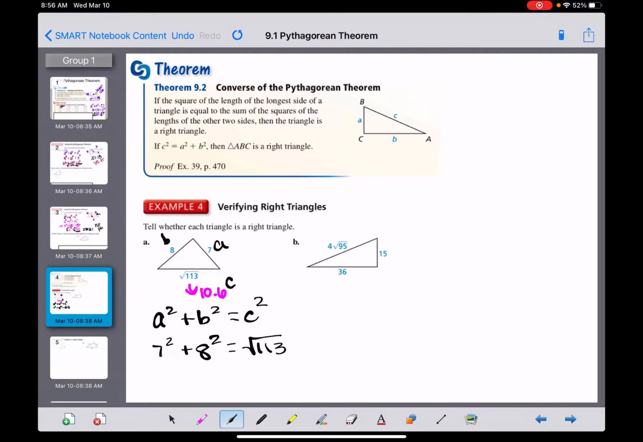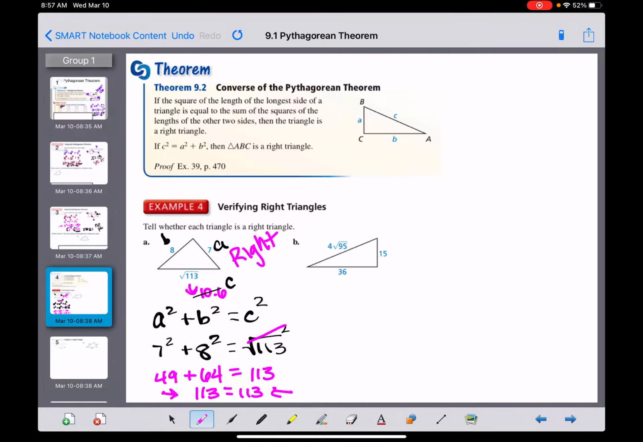Notice that I used radical 113 rather than that approximation. All right, so 7 squared is 49. 8 squared is 64. Now when I take the square of a square root, they're the inverse of one another. So all they do is simply cancel each other out, and we're left with 113. So simplifying the left-hand side, 49 plus 64 is 113. Since my leg squared plus my leg squared equals my hypotenuse squared, I can conclude that this is a right triangle.